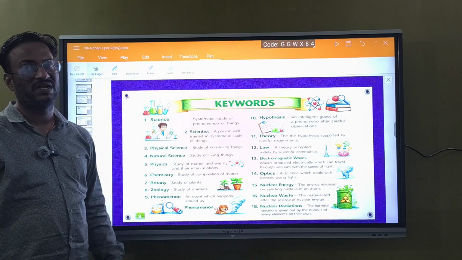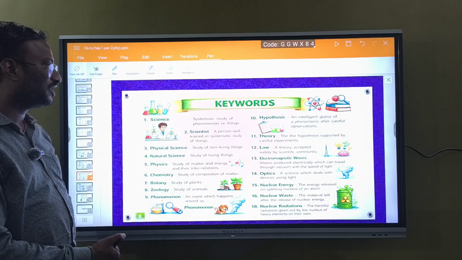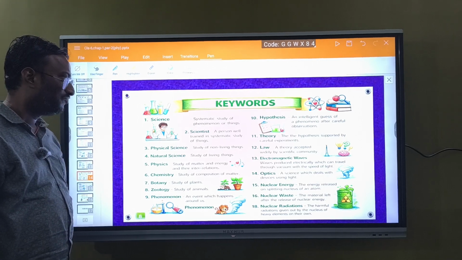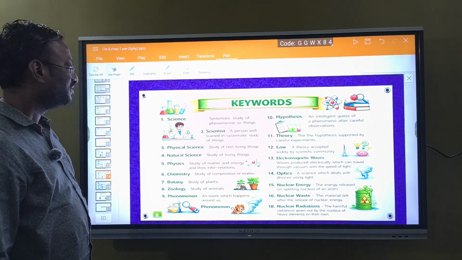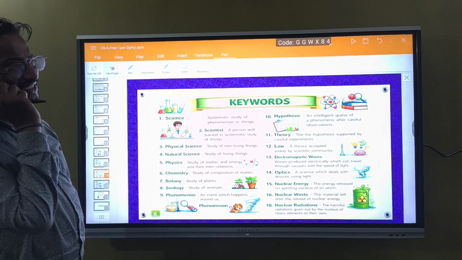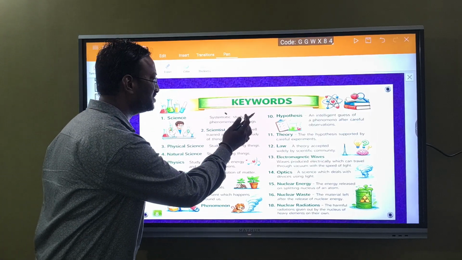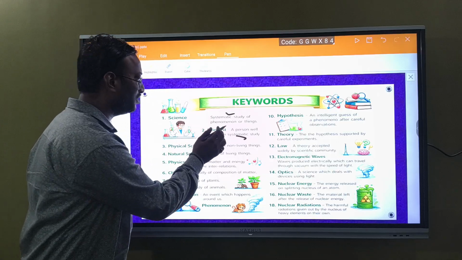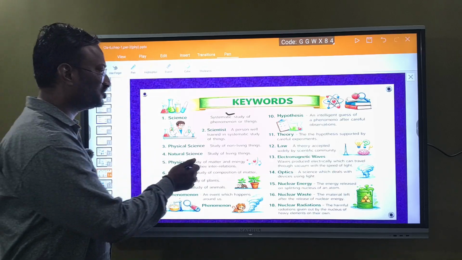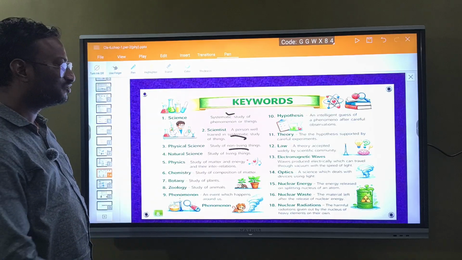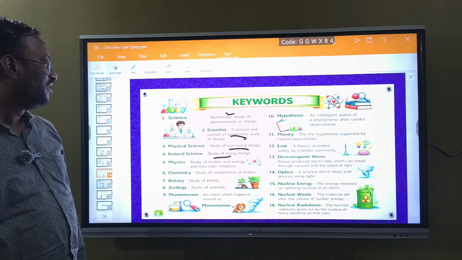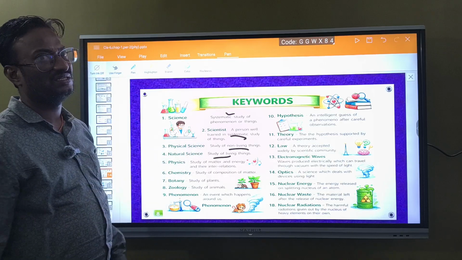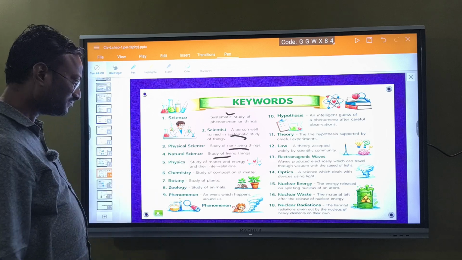Now we go for keywords. We shall discuss a few. The first is science. Science is the systematic study of phenomena or things. A scientist is a person well trained in the systematic study of things. Physical science is the study of non-living things, natural science is the study of living things. Physics is the study of matter and energy and their interrelation, that is force, work, etc.